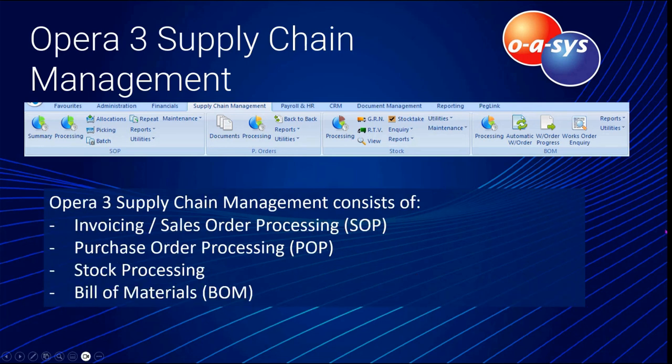The supply chain management suite of products in Opera 3 consists of invoicing / sales order processing, the purchase order processing, we have stock processing, and then of course we have bill of materials.